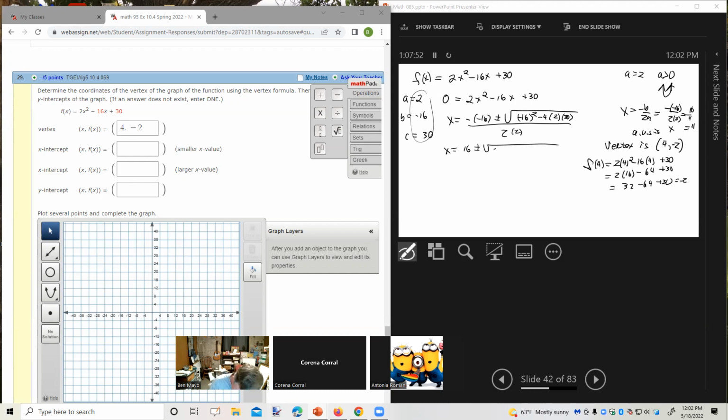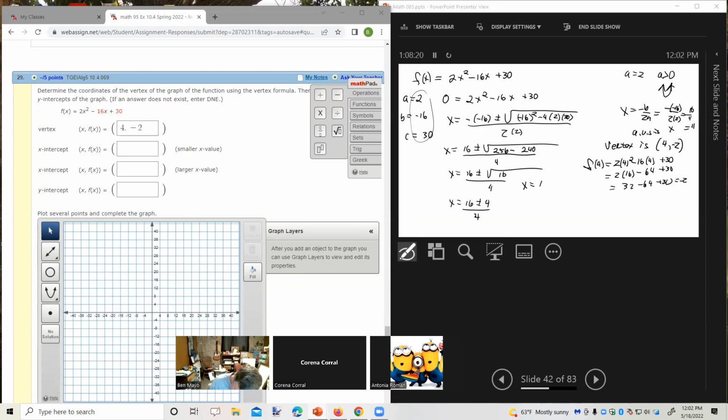16? That's 256 minus 4 times 2, which would be negative 8, times 30, minus 240, all over 4. X equals 16 plus or minus the square root of 16 over 4. X equals 16 plus or minus 4 over 4, right? Because the square root of 16 is 4.